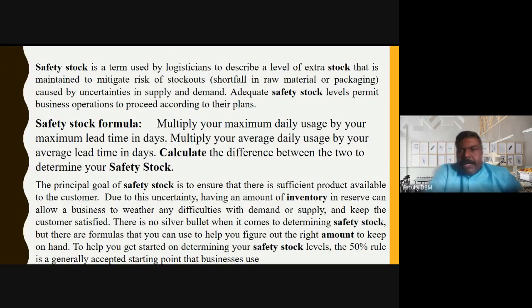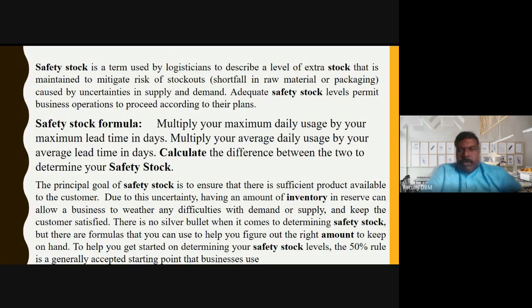How are you going to calculate this safety stock formula? Multiply your maximum daily usage by your maximum lead time in days. Multiply your average daily usage by your average lead time in days. Calculate the difference between the two to determine the safety stock. So that is how we can calculate it: maximum daily usage times maximum lead time in days, minus average daily usage times average lead time. Then we can get the safety stock.